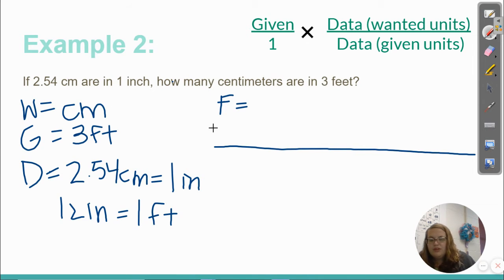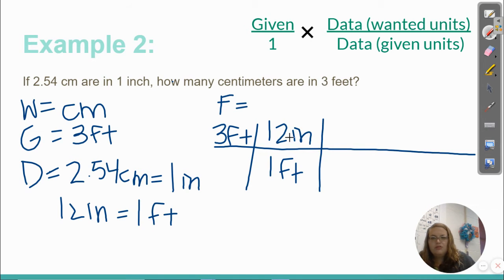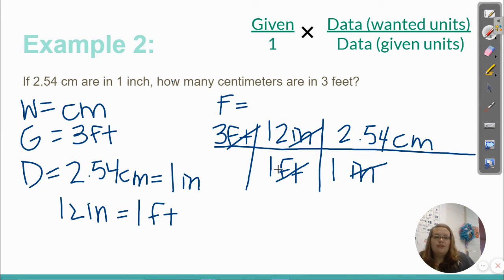So we are given 3 feet. Feet on top, so feet are going to go on bottom. 1 foot is 12 inches. Inches on top, so inches are going to go on bottom. 1 inch is 2.54 centimeters. So then feet cancel, inches cancel, inches cancel. So 3 times 12 times 2.54 divided by 1 times 1. So 3 times 12 times 2.54.